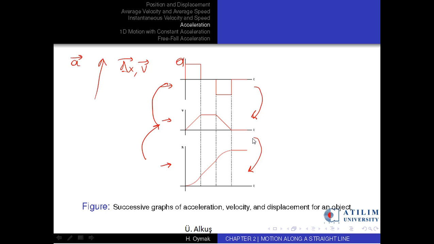Sometimes, in some texts, the word deceleration is used when an object is slowing down, that is, when its acceleration is negative. It is important to notice that a negative acceleration does not necessarily convey the meaning slowing down.